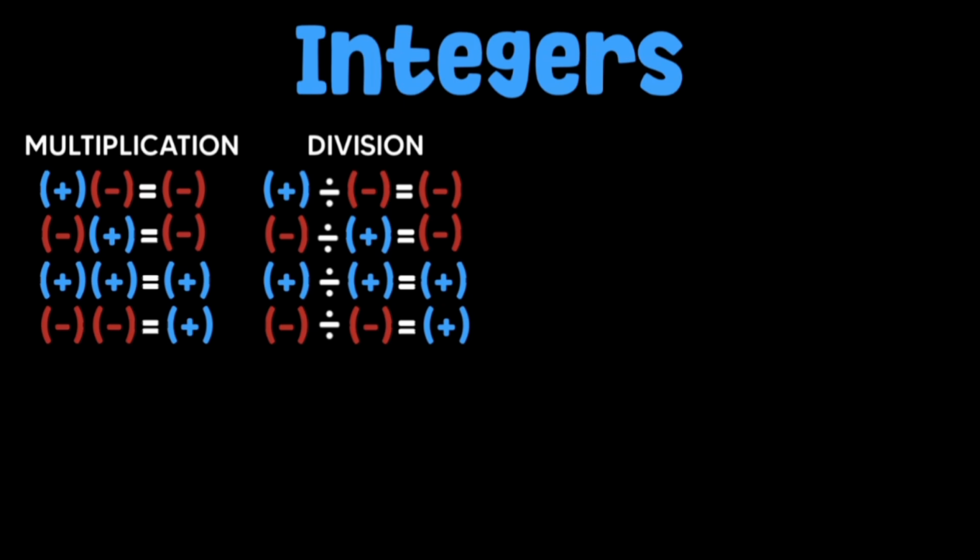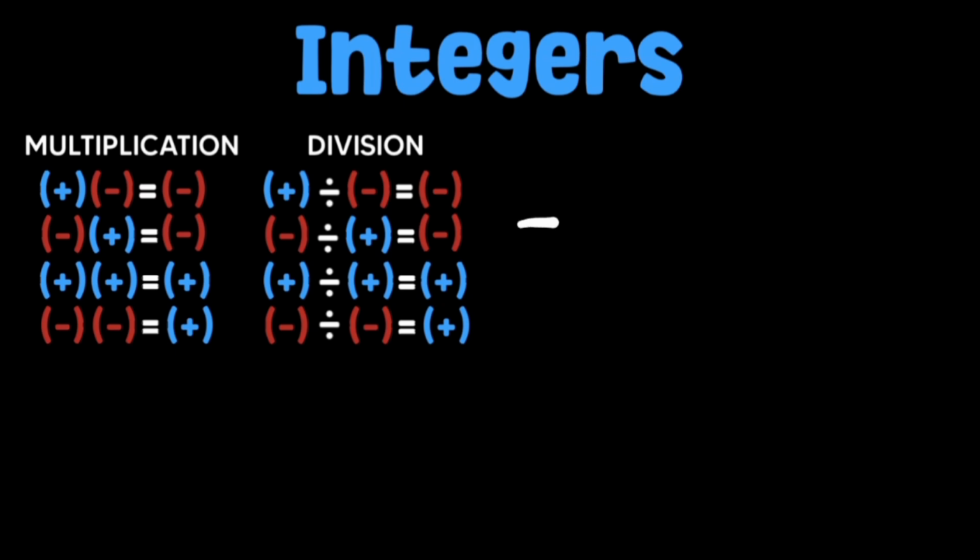The same happens in division. If we have a positive number divided by a negative one, we get a negative result. If we have a negative number divided by a positive one, we have a negative result. If we have two positive numbers divided by each other, we have a positive result. And if we have two negative numbers divided by each other, we have a positive result. Now, let's apply this to actual exercises.